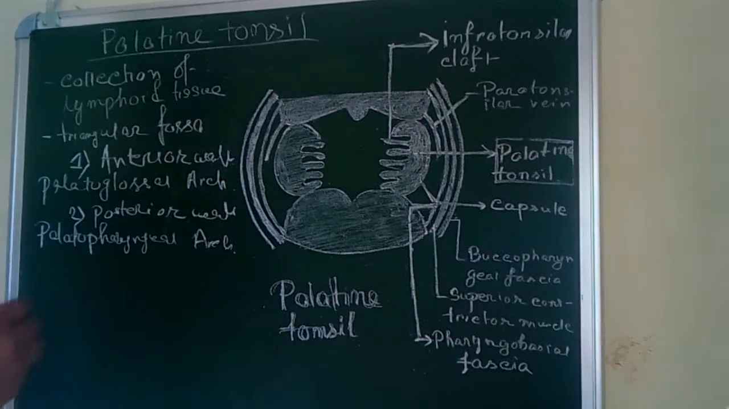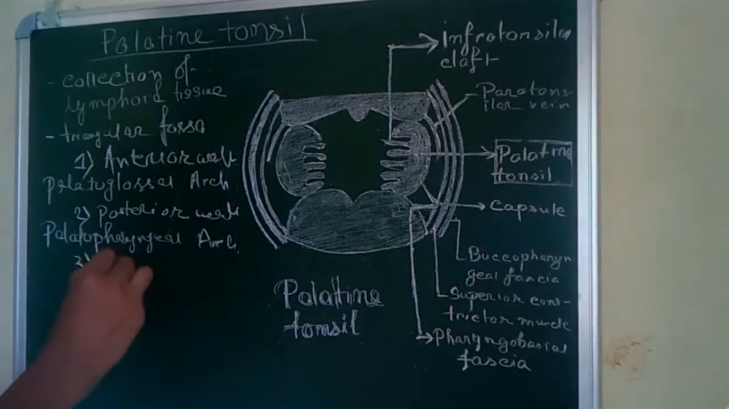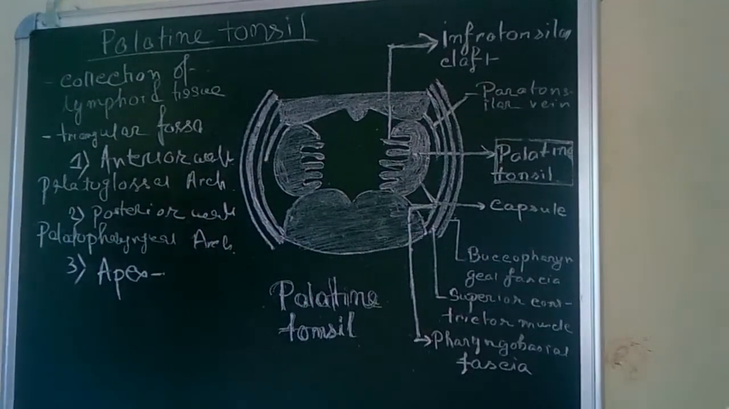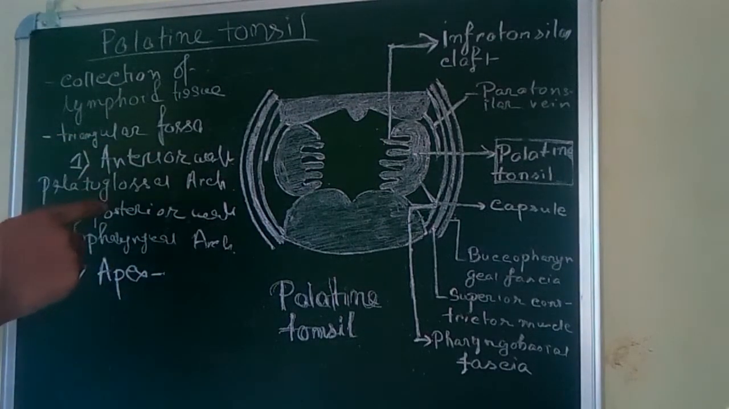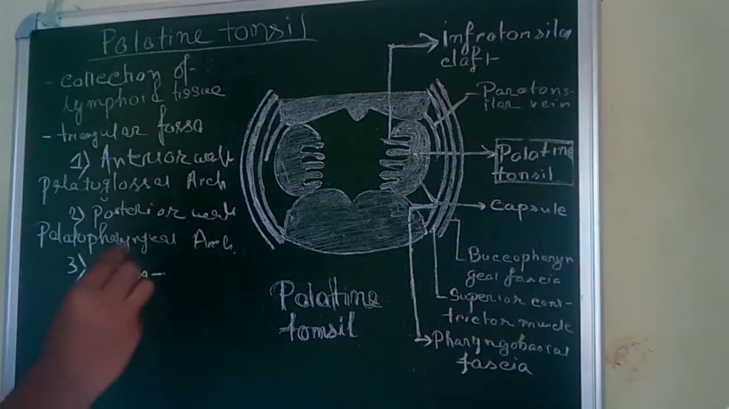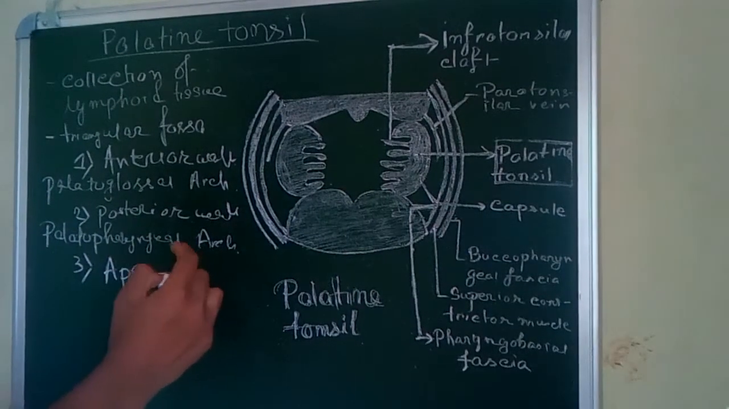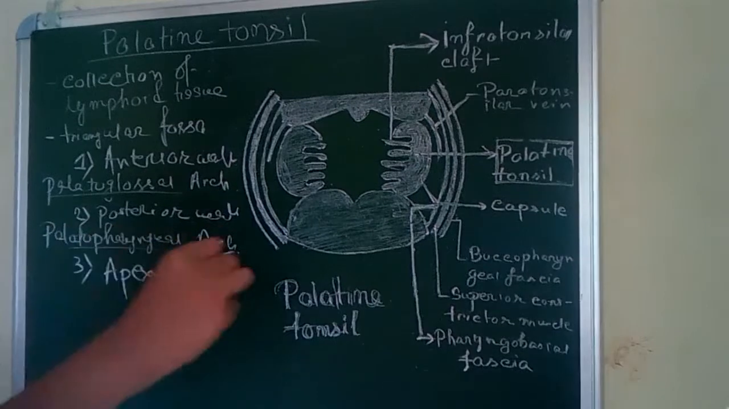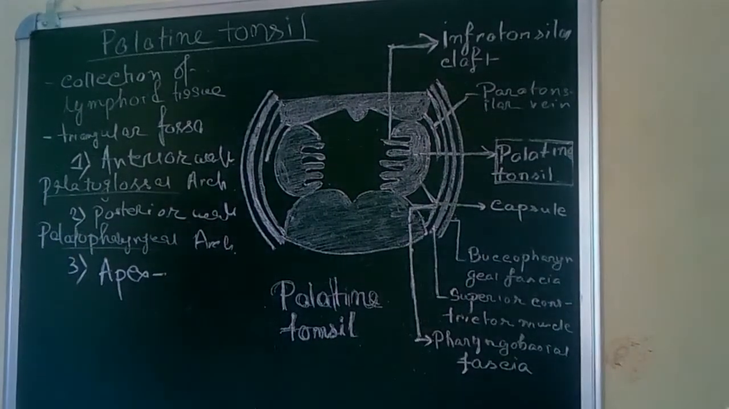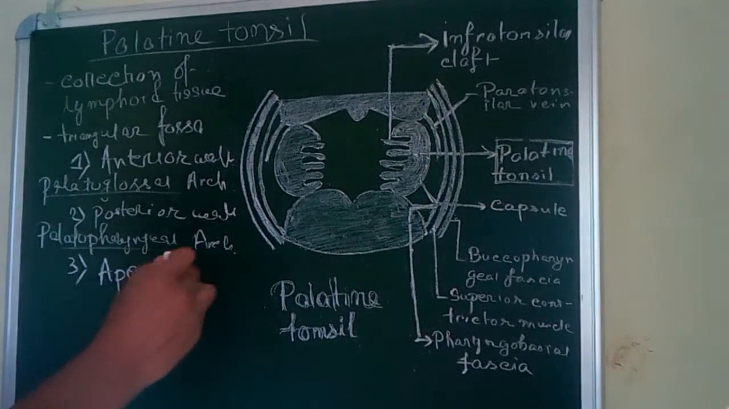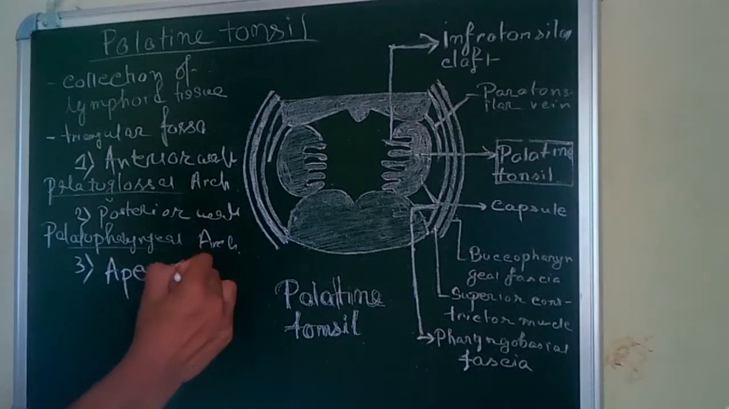Number three, the apex. The apex of the tonsillar fossa of the palatine tonsil is formed by the meeting of both arches, that is, the palatoglossal and the palatopharyngeal arch. So this is the meeting of both arches.